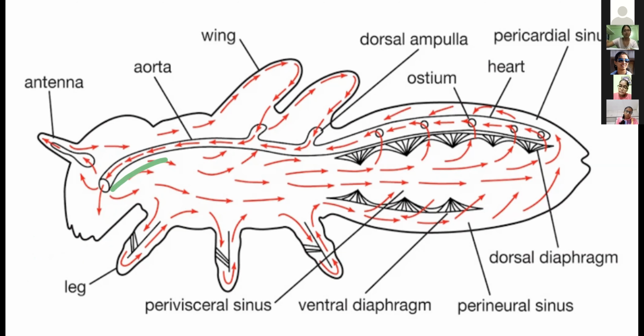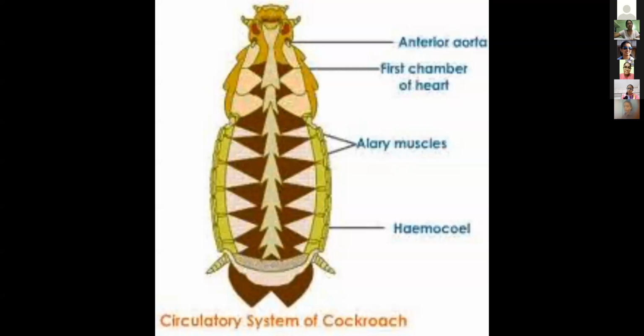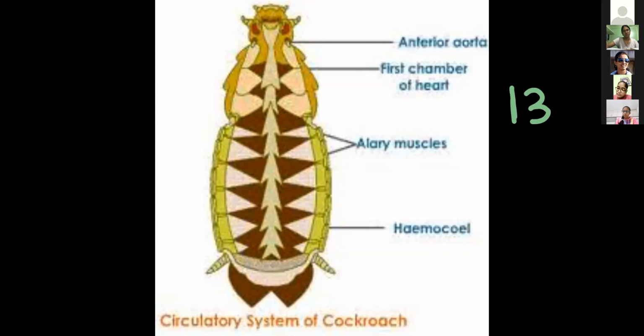So in this circulatory system, one thing that is required is the heart, right? So in cockroach, first we will see this part, and then again we come back to this diagram. In cockroach, there are a total of 13 units of heart present. Total 13.